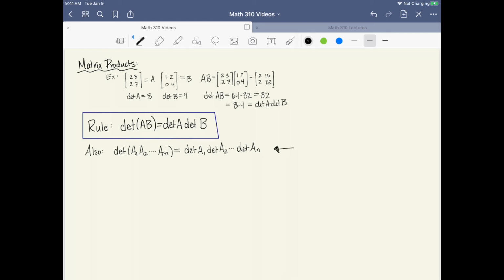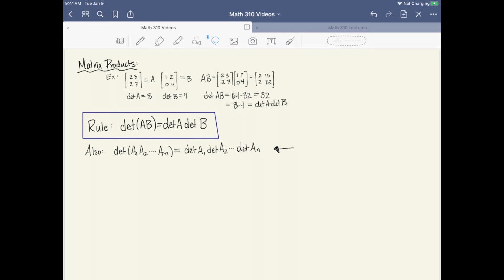I have a very short example up here. Let's take as our matrix A, 2, 3, 2, 7. By the 2 by 2 formula, our determinant is 14 minus 6, so that's 8. And our second matrix will be B, 1, 2, 0, 4 with the determinant 4. If you multiply these two matrices together, you can quickly check that you get 2, 16, 2, 32, and then the determinant, of course, works out to be 8 times 4, which is equivalent to 32. This can be really handy.